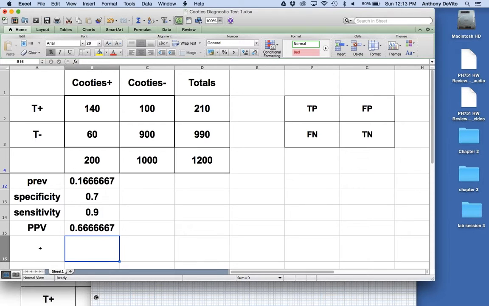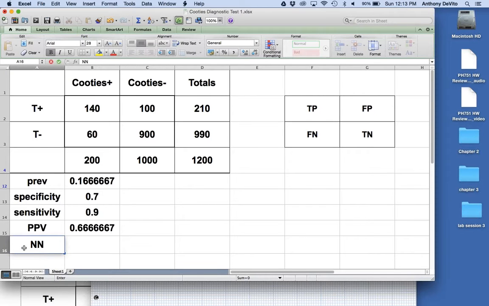Now, a little less frequently, people are interested in the negative predictive value. Okay, and I'm going to put that in here, negative predictive value. In that situation, what we're interested in is how likely is it that if you test negative, that you are indeed negative. These are all the people that tested negative.